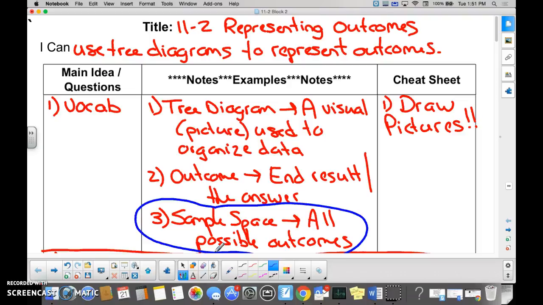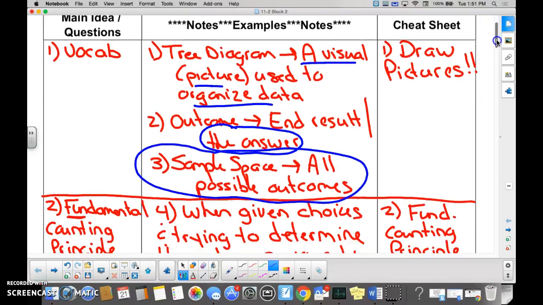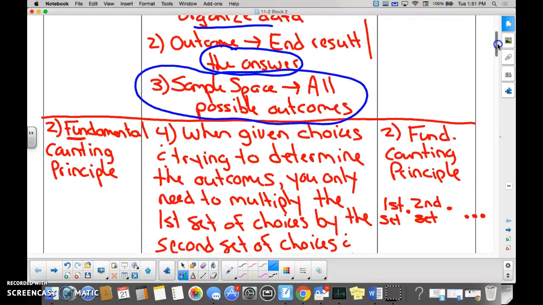Now, what is a tree diagram? It's a visual, a picture. Helps us organize data. What's an outcome? The answer, right? Cheat sheet says draw pictures. Fundamental counting principle. Can somebody tell me the formula for the fundamental counting principle?